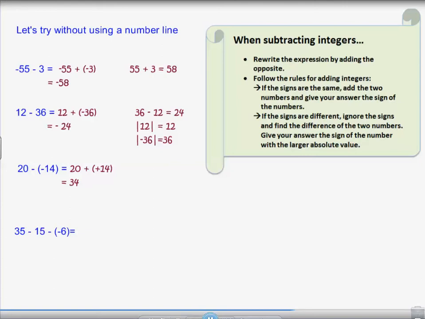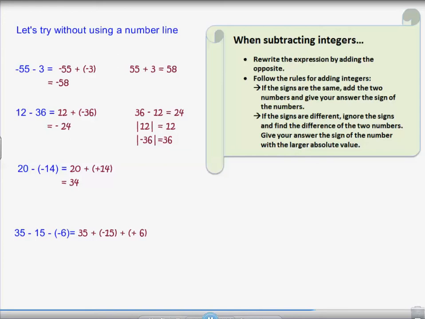Now that we've looked at these problems with just two numbers, let's see what happens when we throw more numbers into the mix. So for 35 minus 15 minus negative 6, what I will do when my problems get a little bit more complex is break them up into pieces. I'll start, however, by writing the entire thing as adding the opposite. So 35 plus negative 15 plus positive 6.